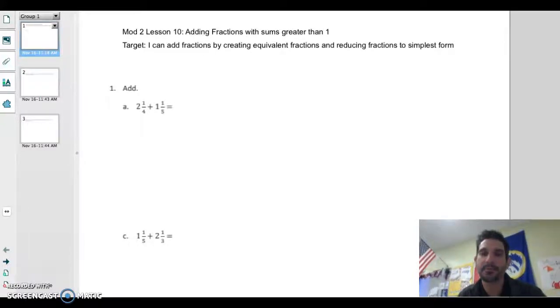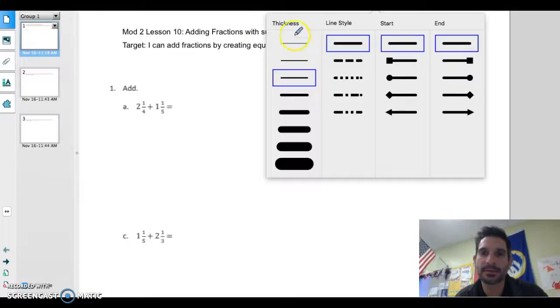Alright guys, today we're doing lesson 10, adding fractions with sum greater than 1. And we're going to do this by creating equivalent fractions and reducing fractions in simplest form when necessary.